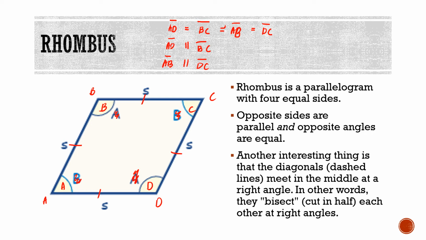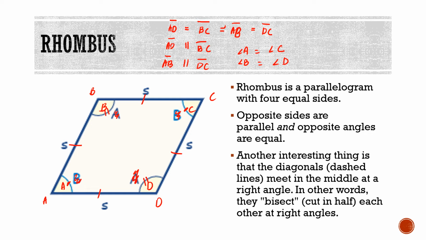Next is the opposite angles are equal. So again, angle A is congruent or equal to angle C, and angle B is equal to angle D. So we can write this as angle A is equal to angle C, and angle B is equal to angle D.